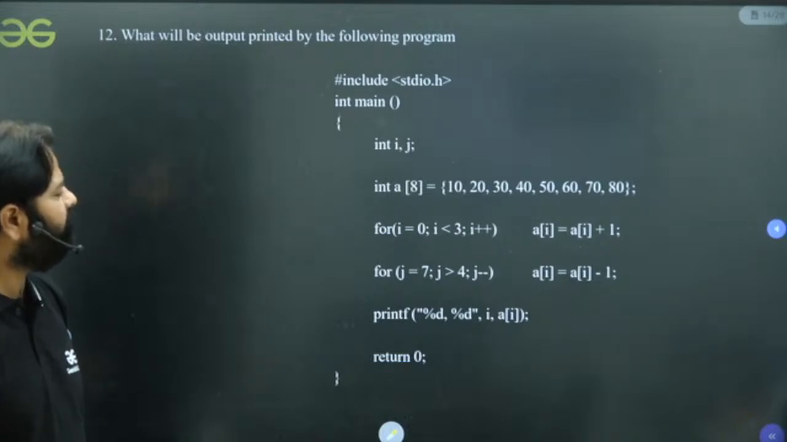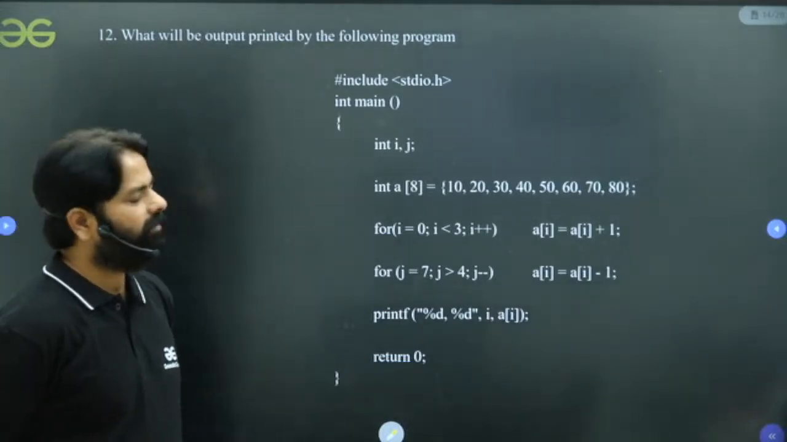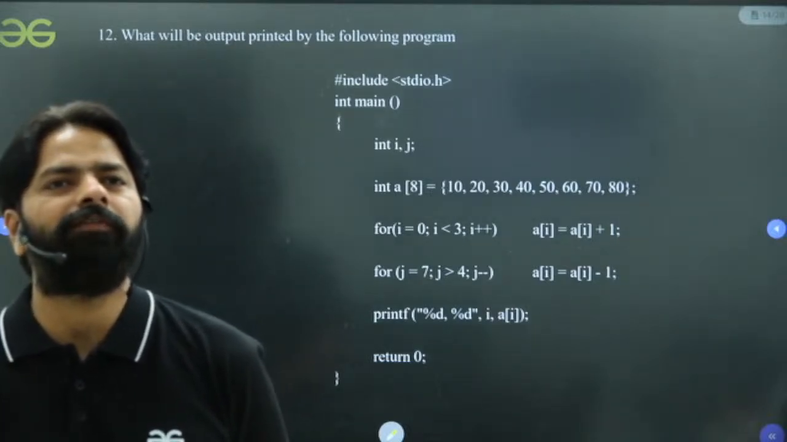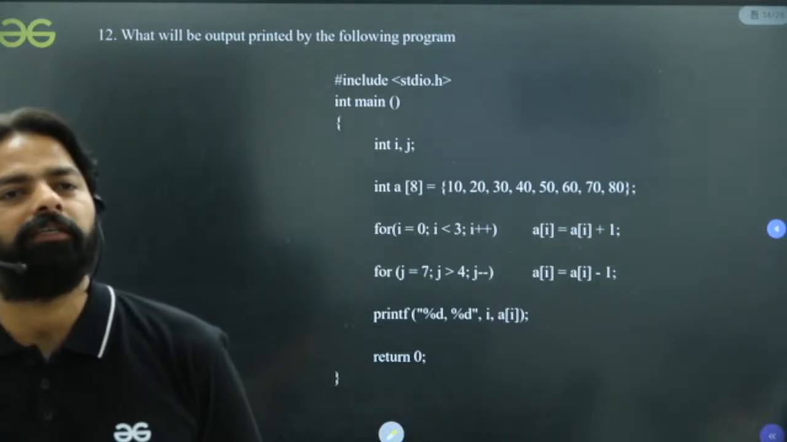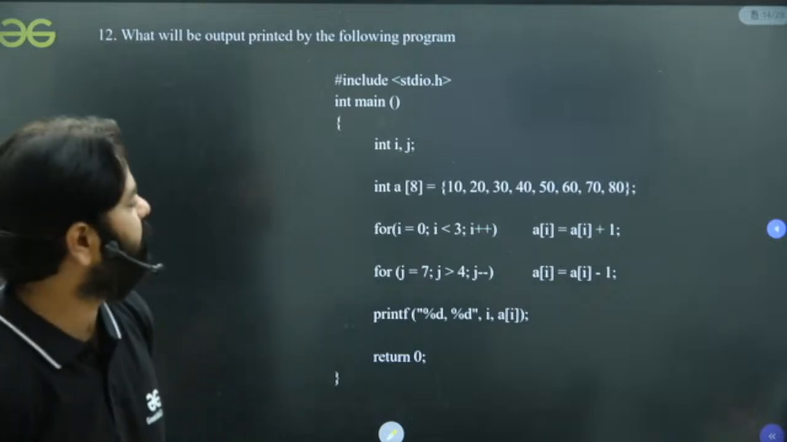Have you seen this kind of question in GATE? Similar but modified a lot. 337 most of you got. Anybody else got a different answer? 439 also you got. Pranjal, which is the right answer? 337. Let's check.